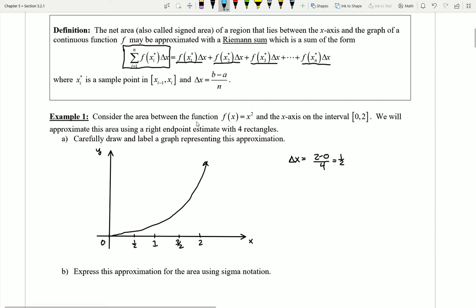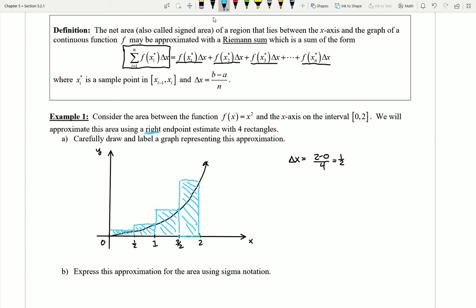To draw my rectangles and to do a right endpoint estimate, I would start with the bottom of my rectangle, go all the way up here on my right side, hit the function, and then come over. So this would be a rectangle, and I can do the same thing for each of my other rectangles: go up from the right, hit the function, and come on over. Again, this is the way that we thought about sketching these rectangles in the last section, and we're doing the same thing here.